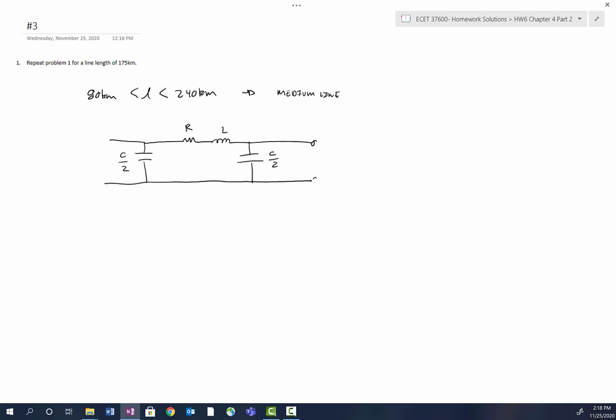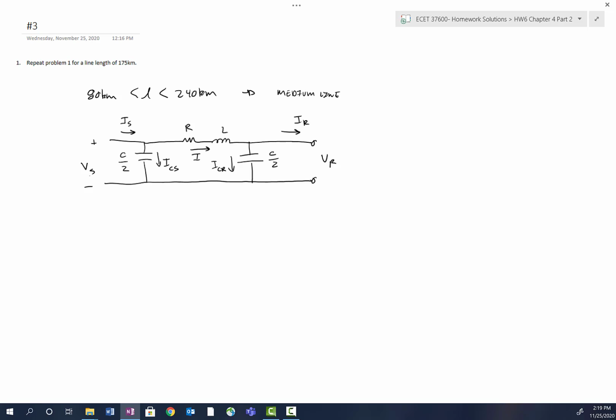So this is your receiving end voltage right here. This is your receiving end current. A lot of times we'll label this current the capacitive current receiving end, and similarly we'll label that current the capacitive current at the sending end. And then we've got the current in the line I, and then we've got the current at the sending end and the voltage at the sending end.